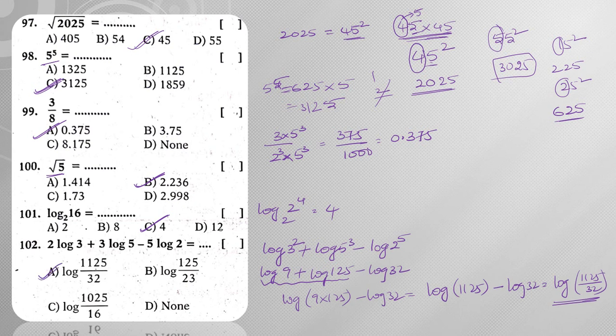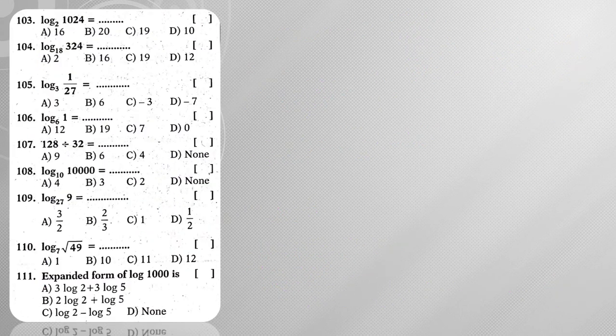So I think this question is present in your textbook, right? Next, moving on to question number 103. So already we have discussed. 1024 I can write as 2 power 10. Now using that, logarithm of 2 power 10 to the base 2 can be written as 10 into log 2 to the base 2, which is 1. So hence the answer is 10.